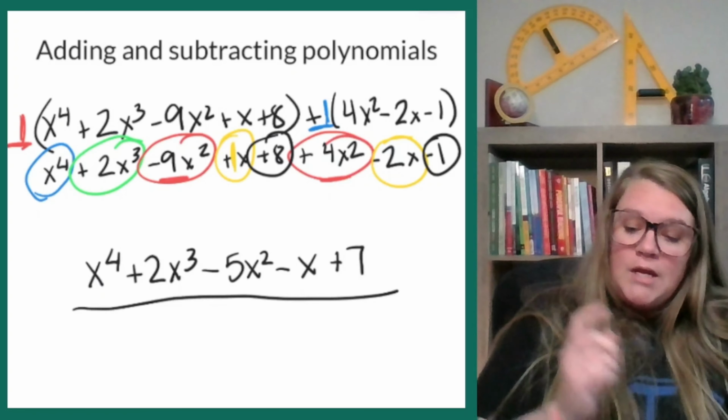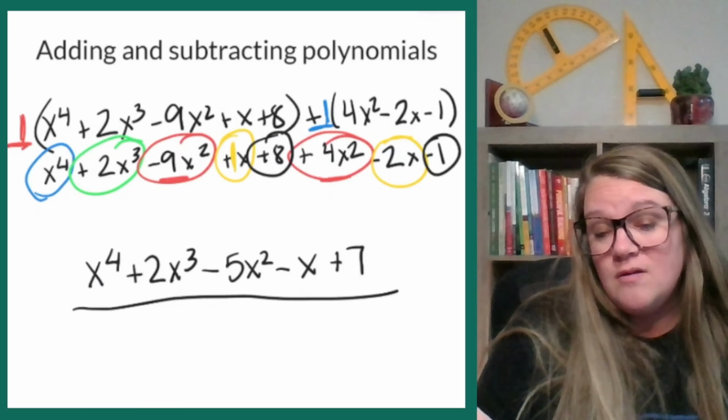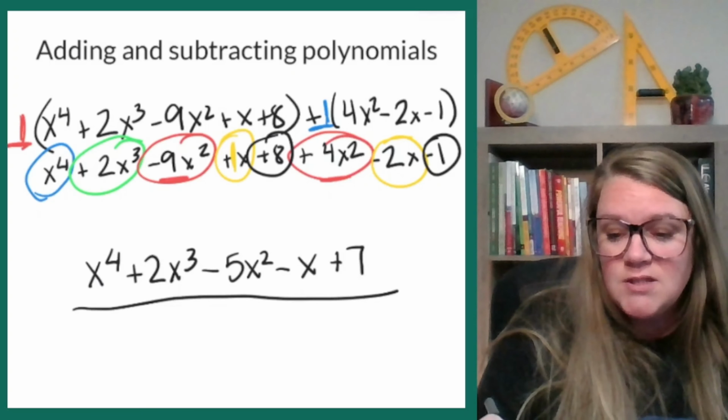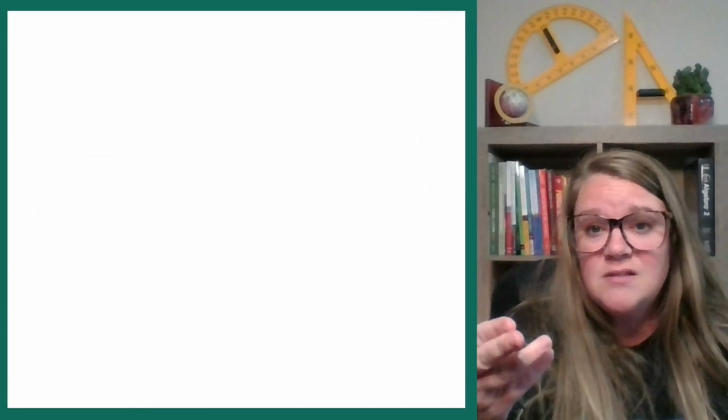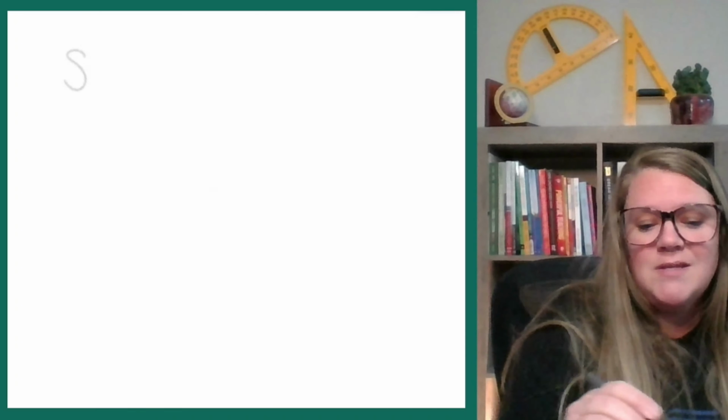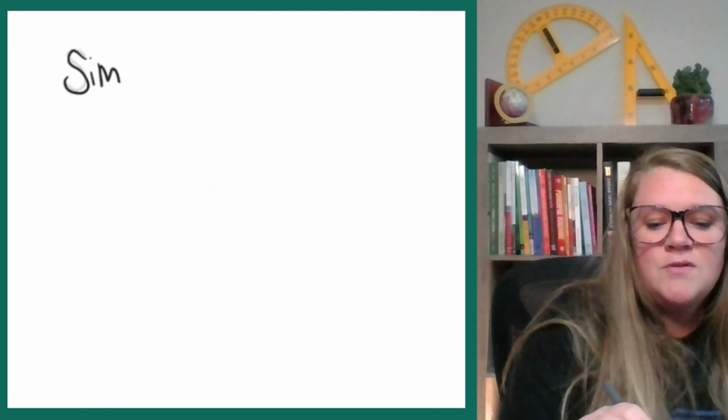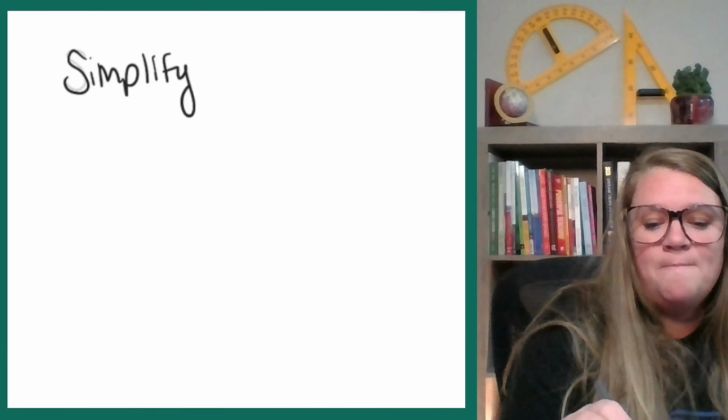Okay? Now, let's take a look at one that is subtraction, because the subtracting ones are generally the ones that are a little bit more tricky. Okay, the directions on these can vary. It could say add, it could say subtract, it might just say simplify. I'm going to use simplify for right now, but just know that it might say something else. It might say add or subtract. So this one is to simplify.